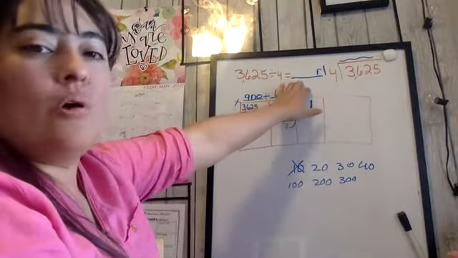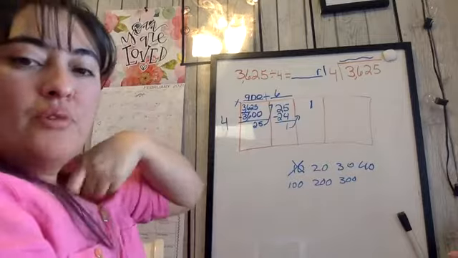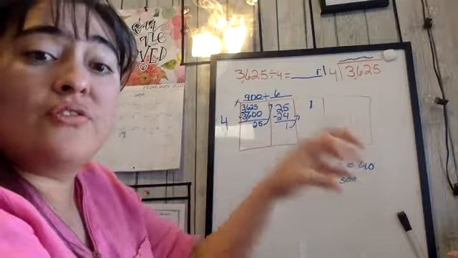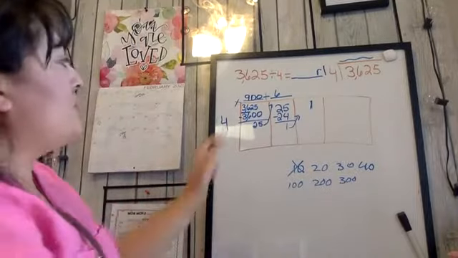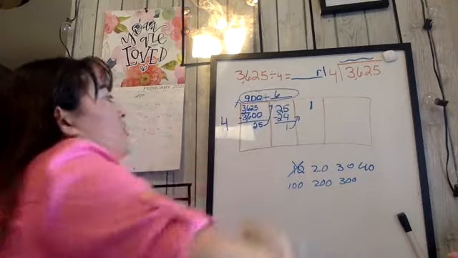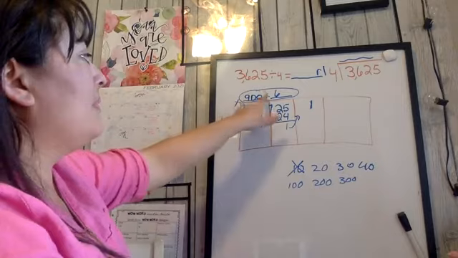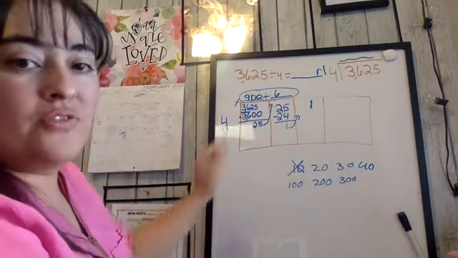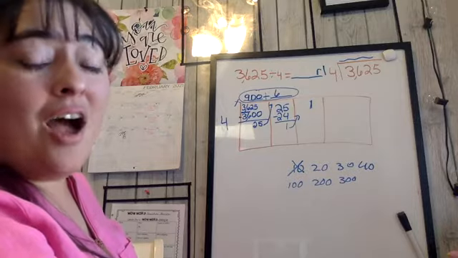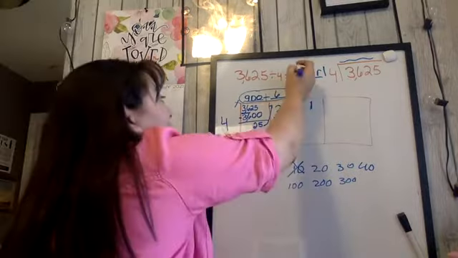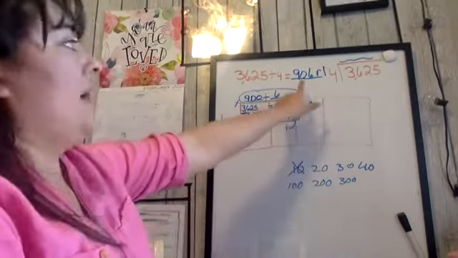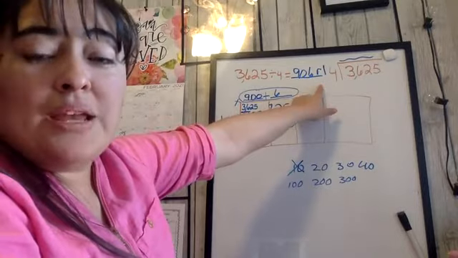Now, how do we get our quotient? We've done all this math, but which numbers are my answer? Okay, well, let's look at the groups of 4 that we took out. We took out the 900 and we took out the 6. So we took out 900 plus 6 groups of 4. How much is that? 906. 906 with a remainder of 1.